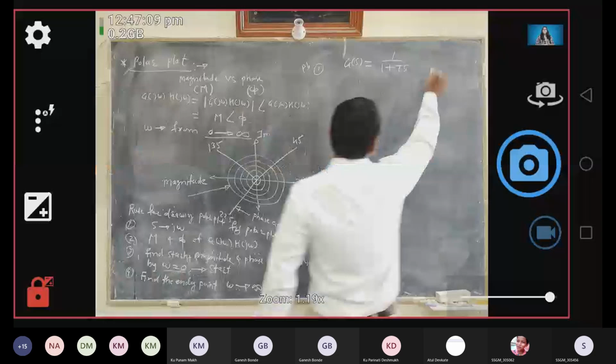The angle of 1 will be 0 degrees. So therefore we write it as angle 0 upon 1 plus j omega. So its angle will be tan inverse of imaginary part upon real part. So imaginary upon real, the imaginary part is omega by 1. So, since it goes to the denominator, it becomes minus tan inverse of omega. So this is the expression for phi.